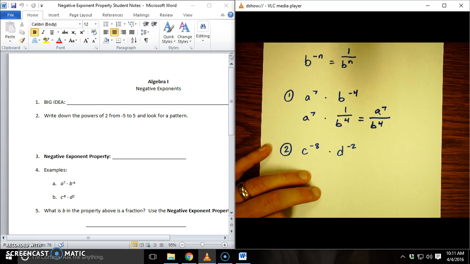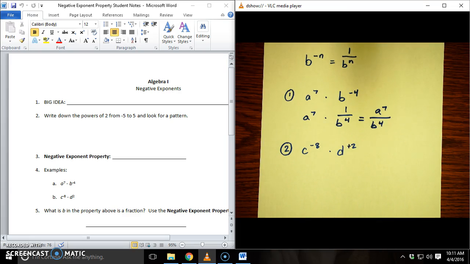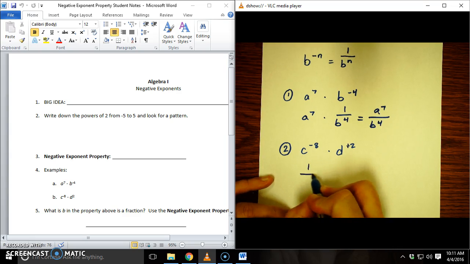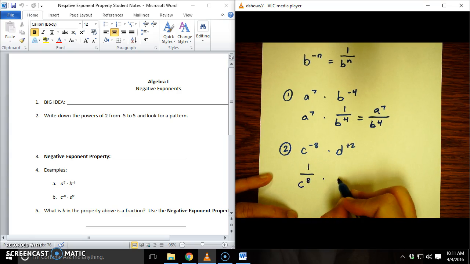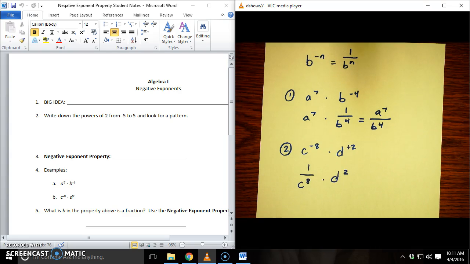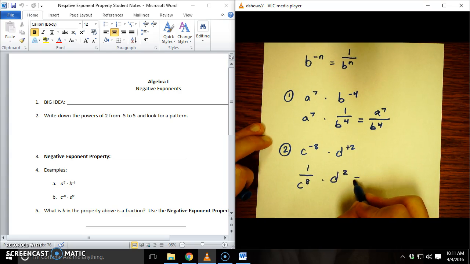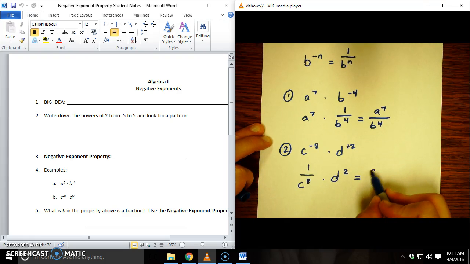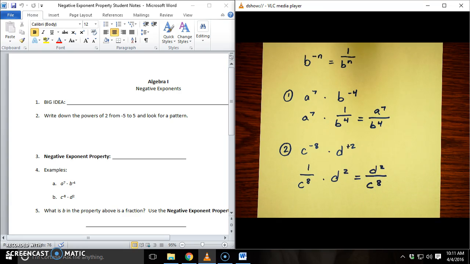Same thing down here. This should be positive. c to the negative 8 times d squared would be 1 over c to the 8th times d squared. Nothing changes with that. And then we want to put that into one fraction. So the d squared is the numerator. c to the 8th is in the denominator. So those are a couple of pretty basic examples showing you how to rewrite a negative exponent as a positive. What happens is it always just goes into the denominator as the positive exponent.